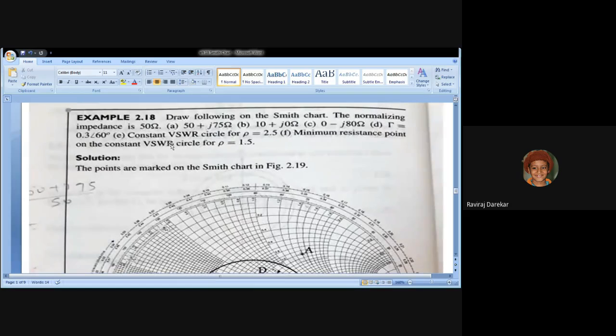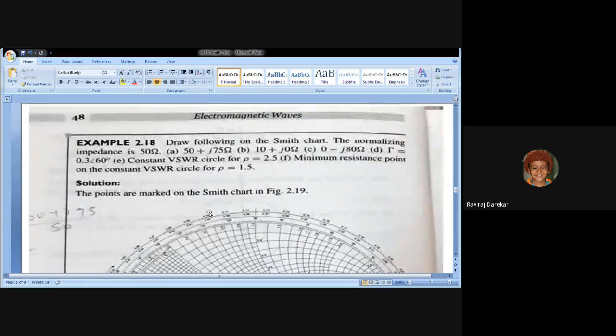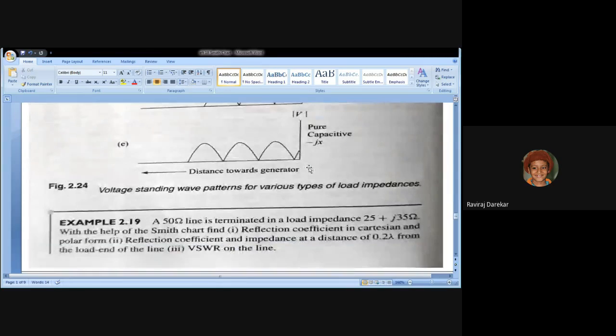In a very similar way, for example E, a constant circle for a voltage standing wave ratio with rho equal to 2.5 can be visualized as shown here, which has a constant value. That is, we have to take that value of 2.5 as the radius, and we can draw a circle which will have the same value of voltage standing wave ratio, as shown here. Though we are trying to speed up, just remember only one point that we have to understand: the Smith chart can be used for locating any transmission line effectively, so that we can analyze the transmission line effectively. There are two types of transmission line and we can locate the points accordingly.